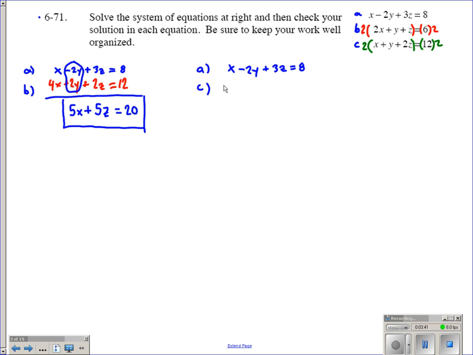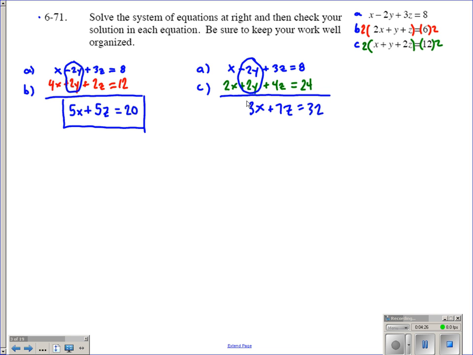So 2 times x gives me 2x. 2 times y gives me plus 2y. And 2 times 2z gives me plus 4z. Now what does that equal? It equals 2 times 12, which is 24. Don't forget to multiply that side. That's a mistake that is made quite often. Once again, we want to make sure that we are canceling out the same variable that we canceled out the first time. So we have 3x, and 3z plus 4z is 7z, and that equals 32.